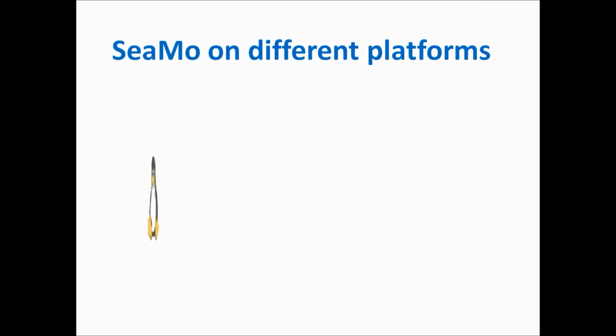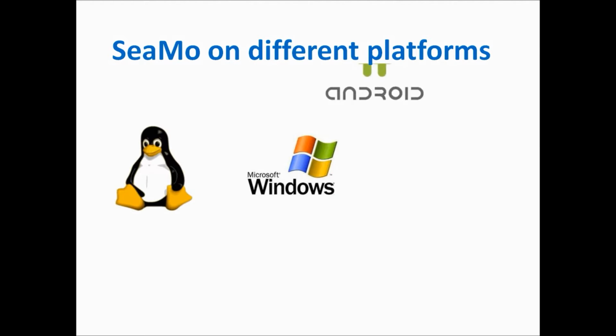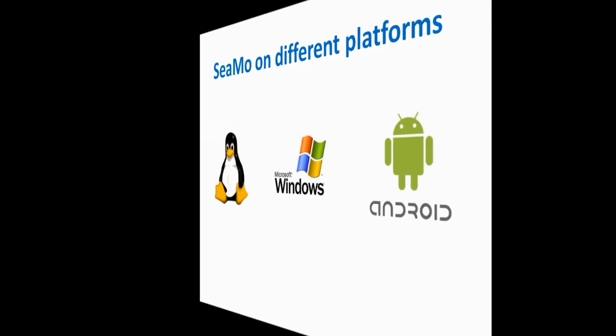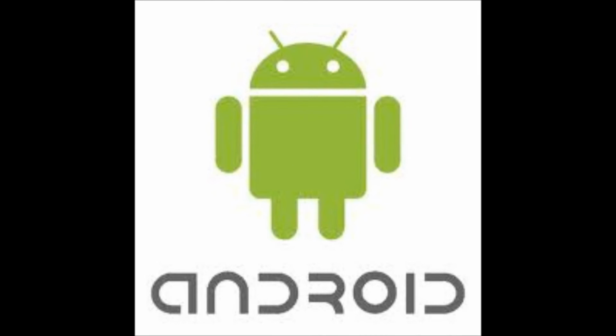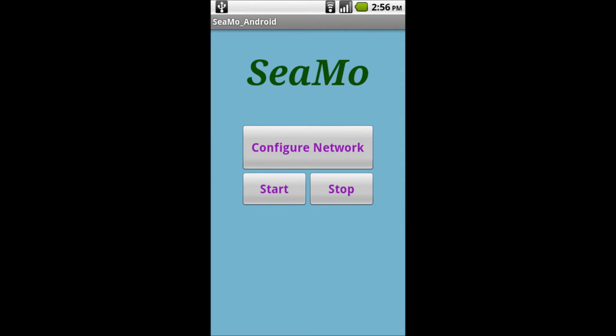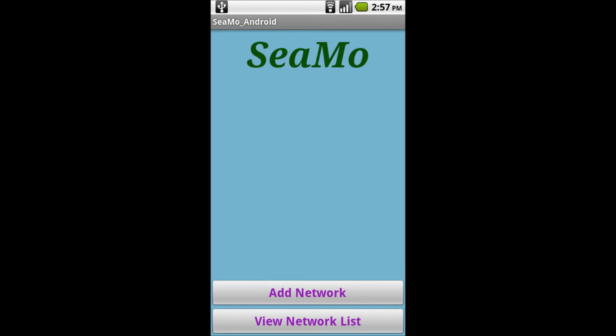SeaMo implementation is available for Linux, Windows and Android platforms. We will begin the demo of SeaMo on Android platform. This is the GUI of SeaMo on Android. Initially, the user has to configure the networks for which the user has access to. We will first add a network.